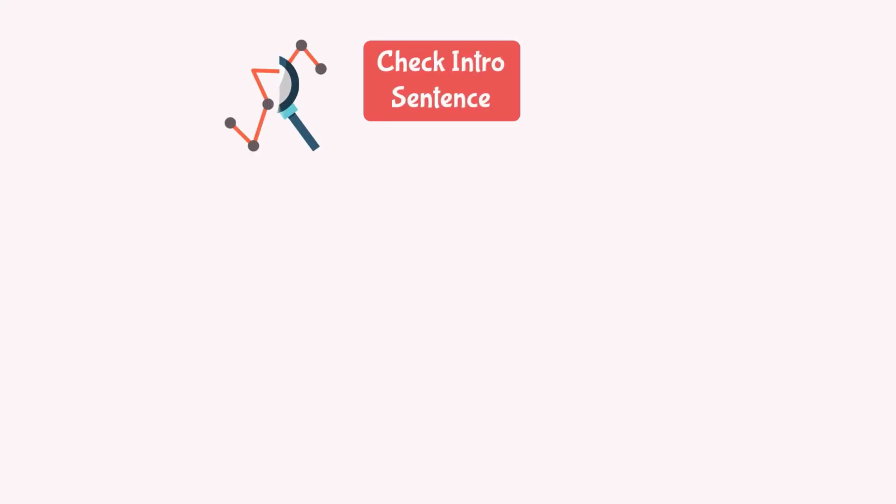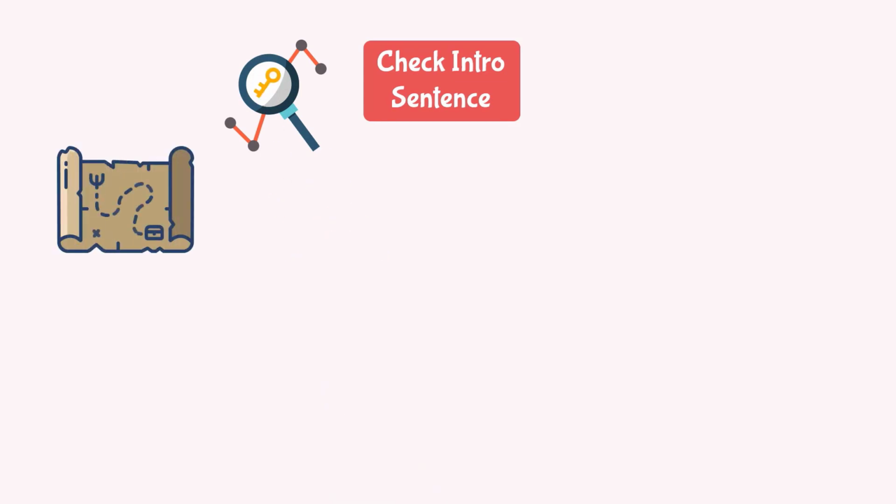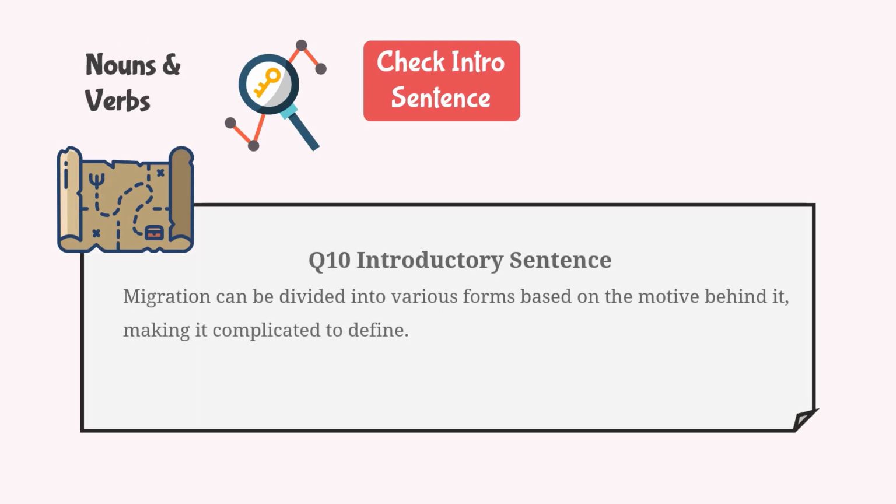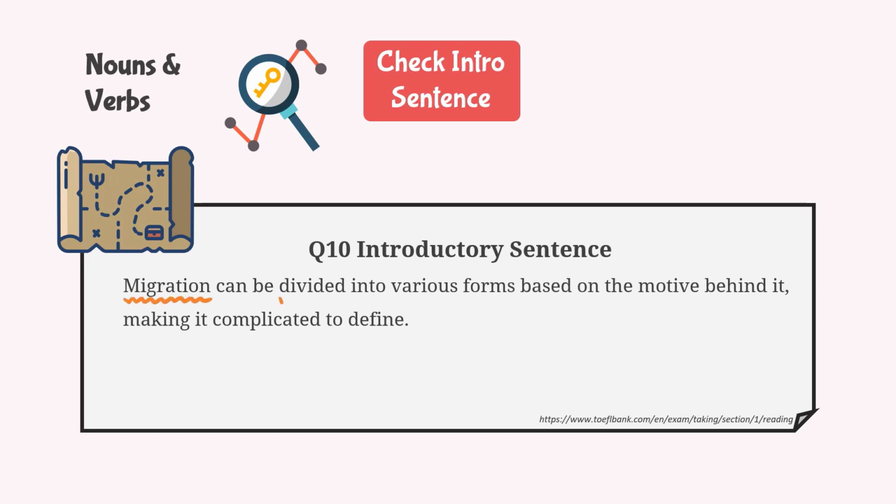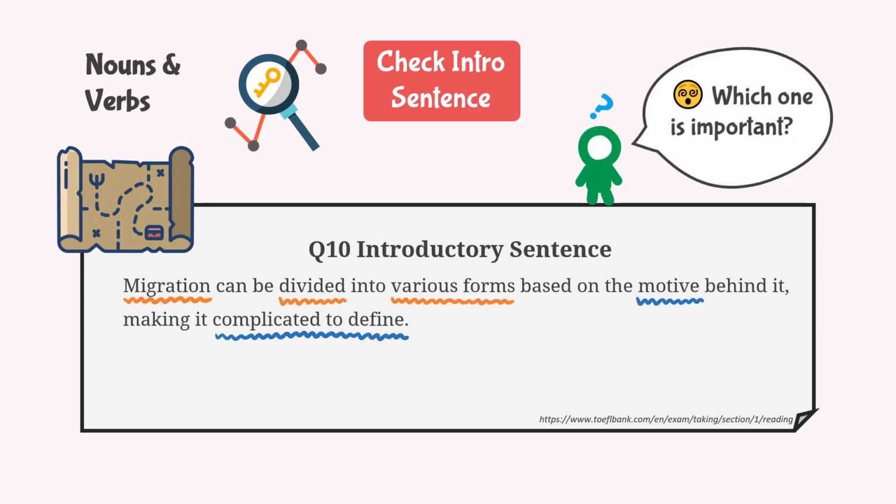Check the introductory sentence and grab keywords. This is the direction that TOEFL gives us. Pay attention to keywords that are nouns and verbs. Let's look at the example here. This sentence has 3 nouns and 2 verbs. Which one is important? Or are they all important?